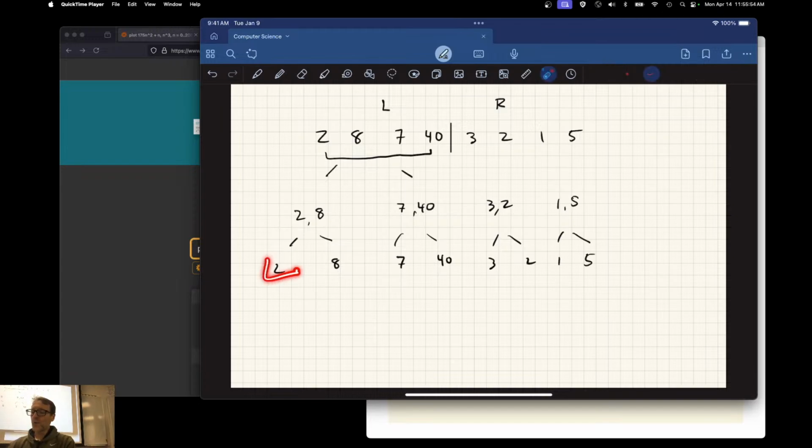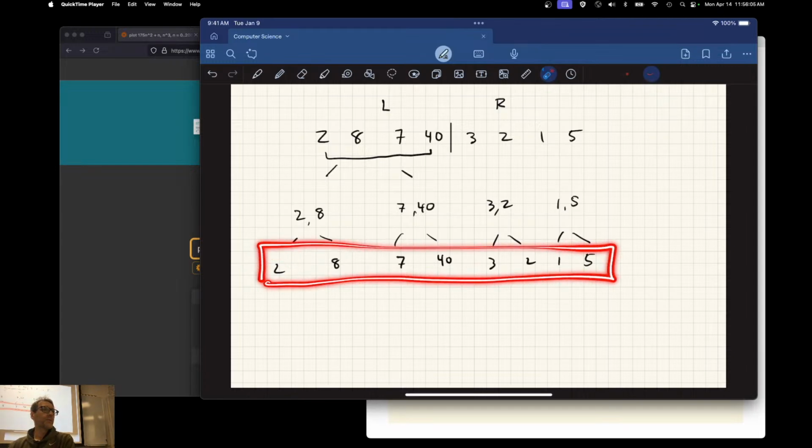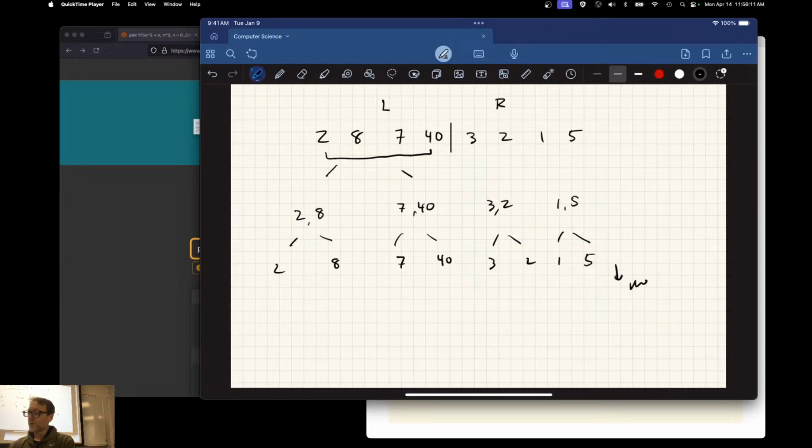Now, just looking at an array or a collection of one element, do you have to do anything to make it sorted? Nope. So, by definition, every single one of these 8 lists that I've split it up into are now sorted. Now, we go into a merge phase, where if I'm given 2 sorted arrays, how can I zipper them together so that they're all merged? So I'm going to go ahead and fast forward this: 2, 7, 8, 40, and then 1, 2, 3, and 5. How would we go about merging these together?